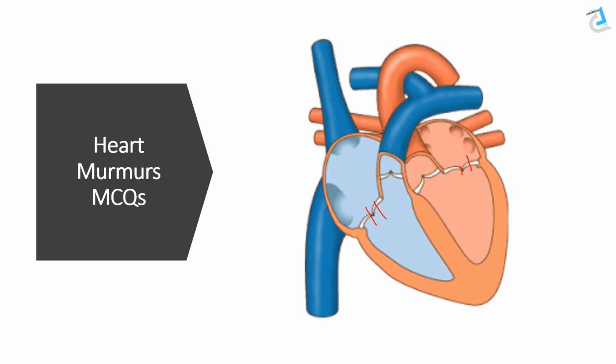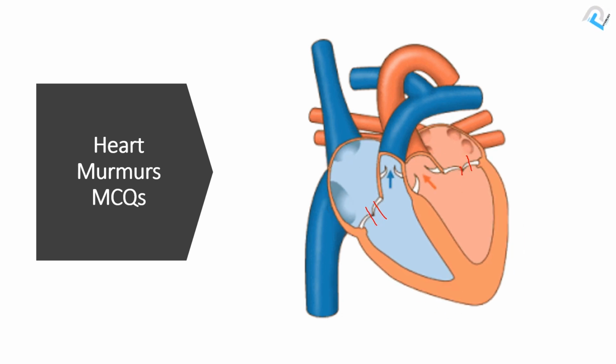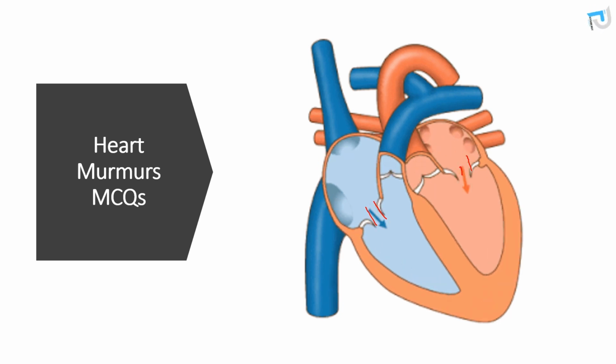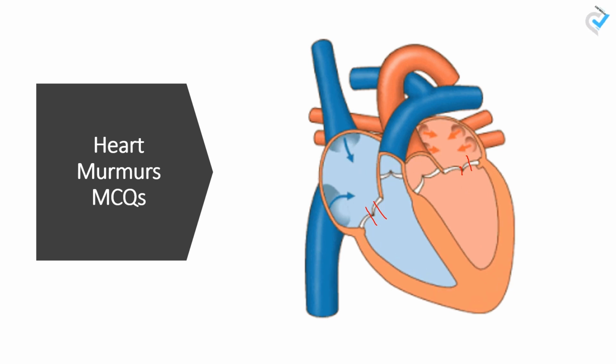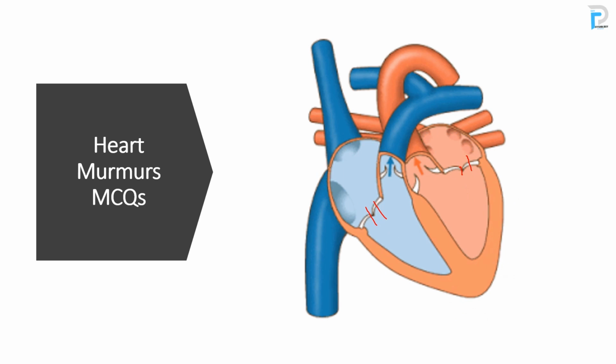Valvular lesions which cause systolic murmur will be aortic stenosis, pulmonary stenosis, or if we are looking at the AV valves, it will be regurgitation, like mitral regurgitation or tricuspid valve regurgitation.